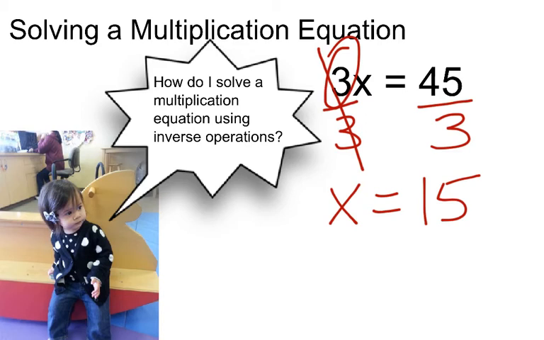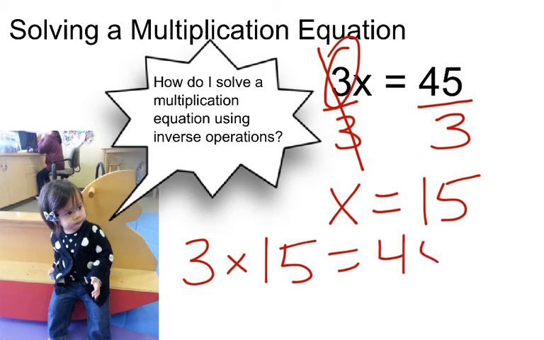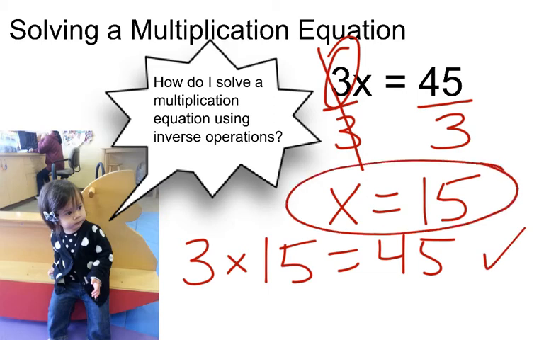How can we check to see if we're right? We just say, is 3 times 15 equal to 45? 3 groups of 15 is 45, so this checks out. That means x does in fact equal 15.